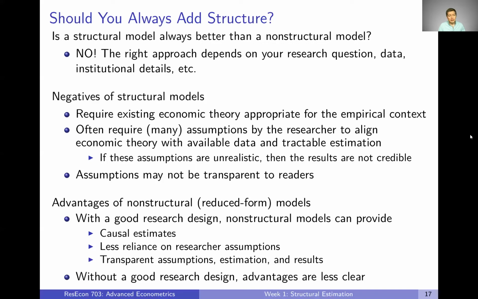And then we can also talk on the other side about what are the advantages of non-structural reduced form models. So, with a good research design, a good reduced form model is going to provide causal estimates. So you're going to get a direct estimate of how a change in X causes a change in Y. There's usually less reliance on researcher assumptions here. You're usually going to be using just OLS. Everybody has a good understanding of how OLS works, and what needs to be endogenous versus exogenous in OLS models for good internal validity is a little better understood. And so this is all going to lead to transparent assumptions, transparent estimation, and transparent results, which is just great for research broadly. Of course, without a good research design, the advantages of non-structural models are less clear. But with a good research design, non-structural models can be great if they answer your research question.